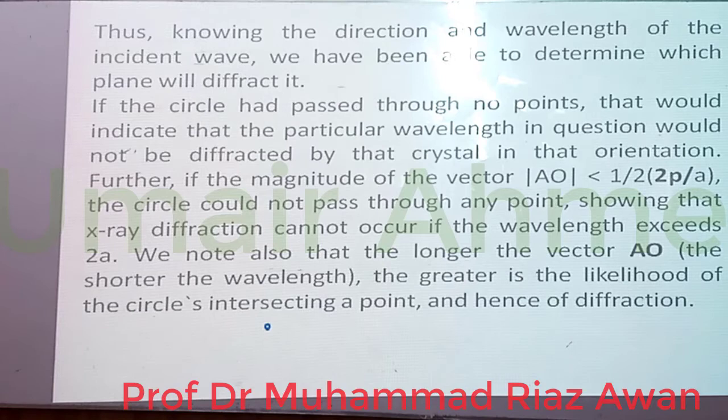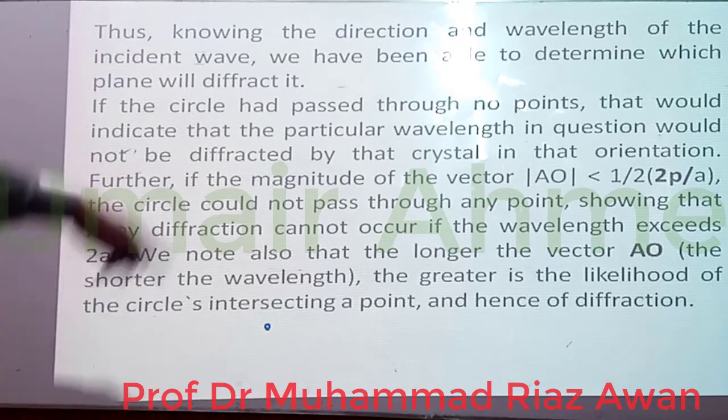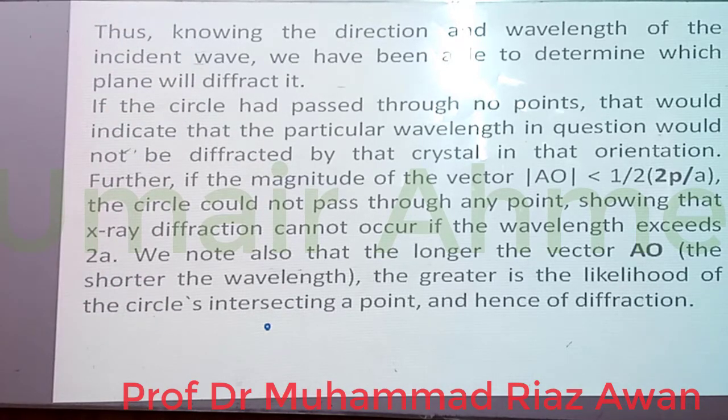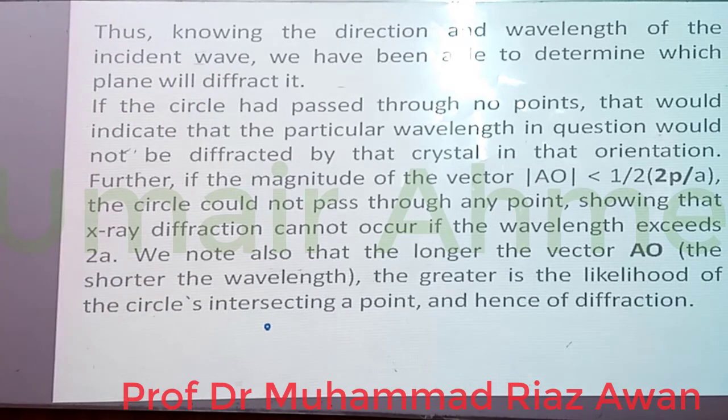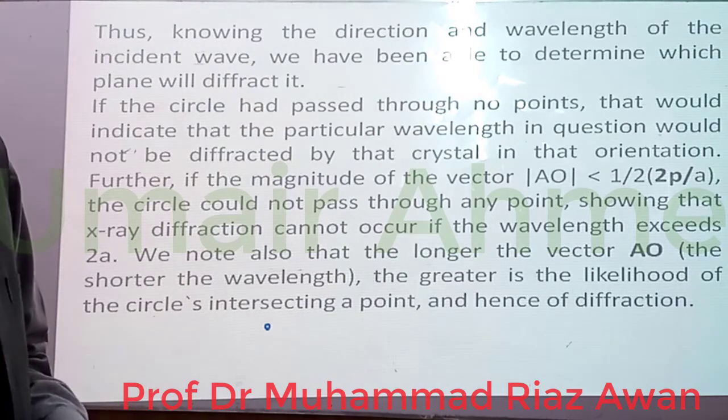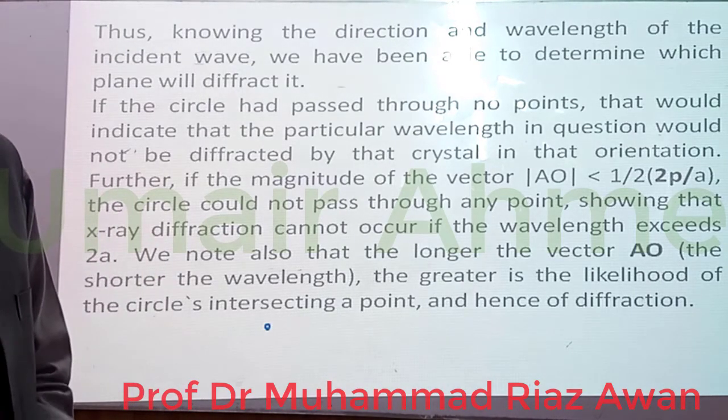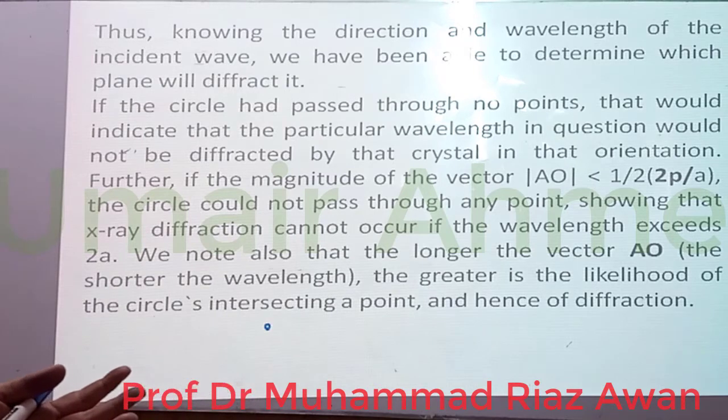So the plane against which we are getting a point on the surface of the circle, that plane will be diffracting. If the circle had passed through no points, for example, if we have done this thing but the circle is not passing through any point, then I will say either that wavelength is not right or the orientation of the crystal is not right for the diffraction to occur.